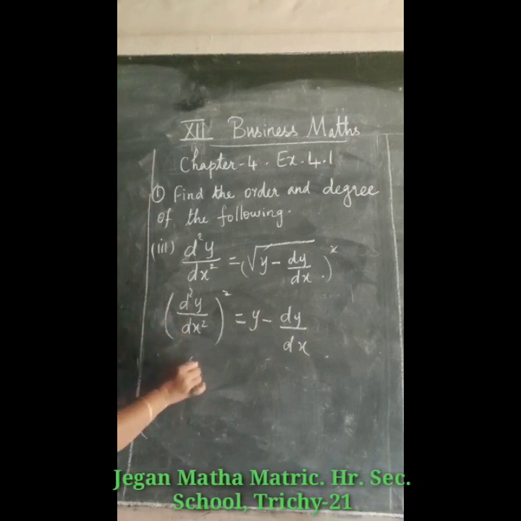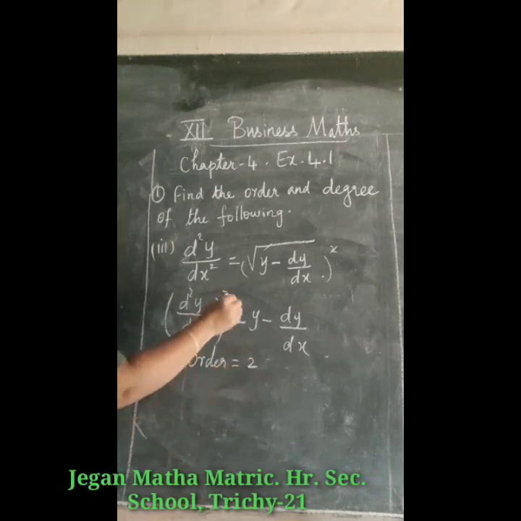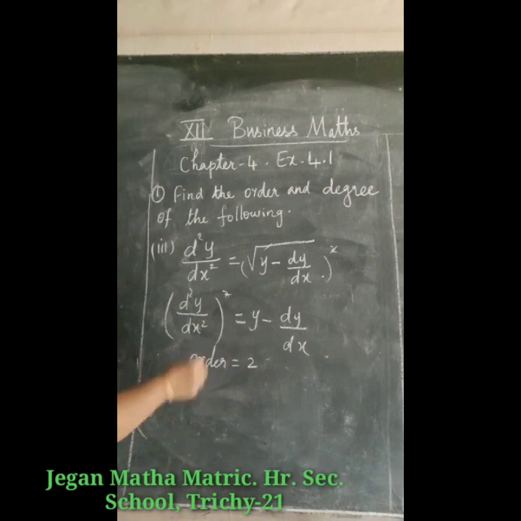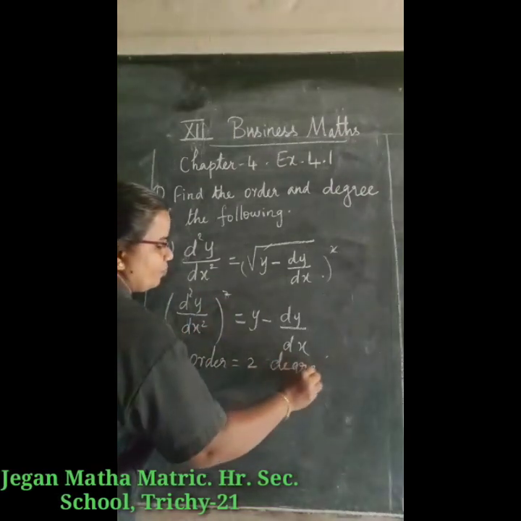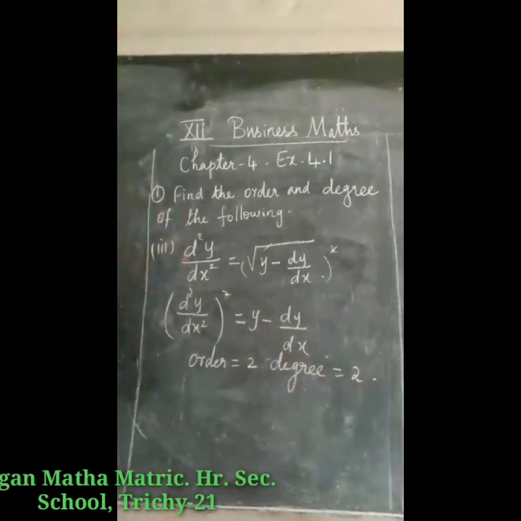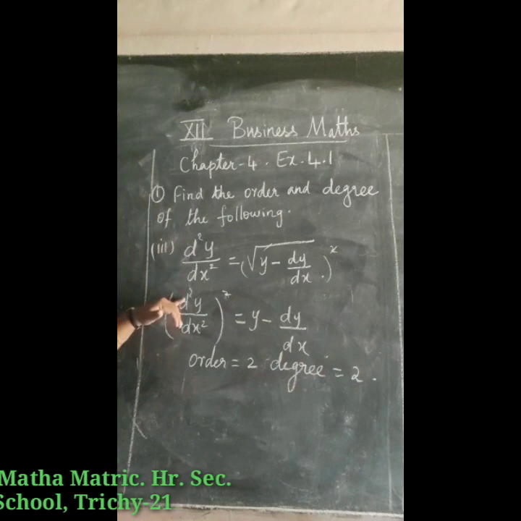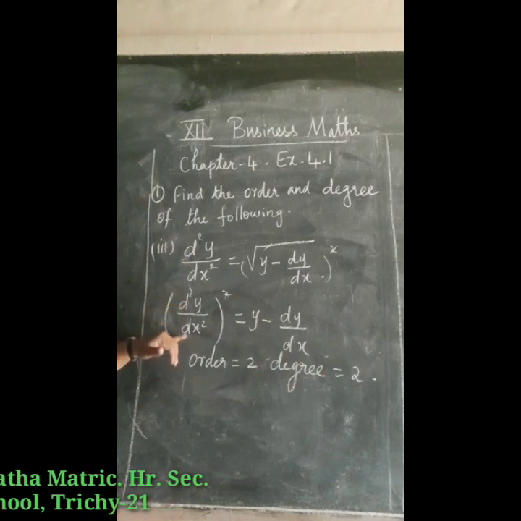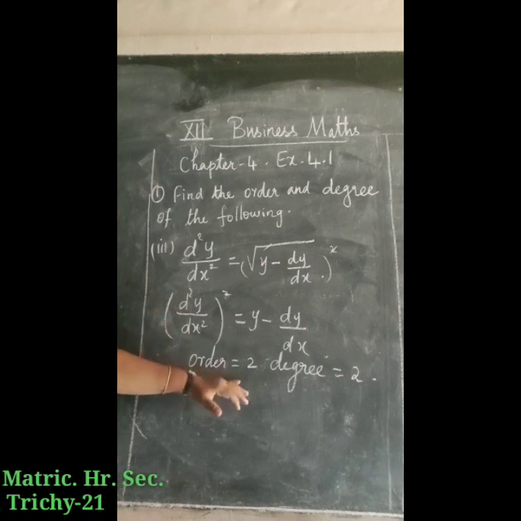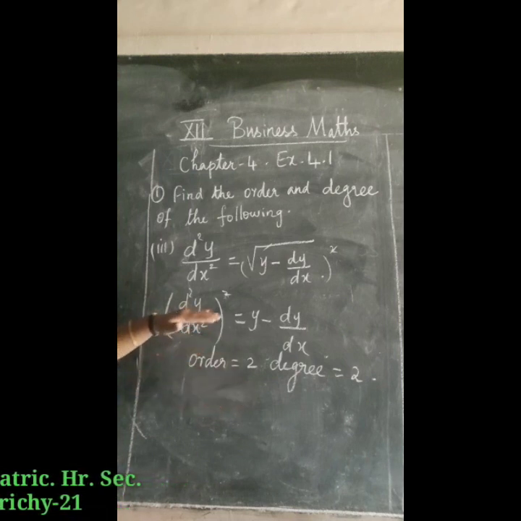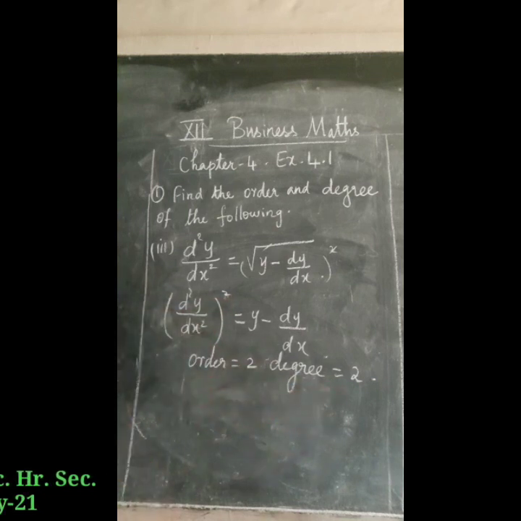So, its order is equal to 2. And what is the power of the highest derivative? That is the square, 2. So, degree also 2. Degree is equal to 2. So, both are 2. That is, the highest derivative is second order and the power of the highest derivative is 2. So, order is equal to 2 and degree is equal to 2. Can you understand?